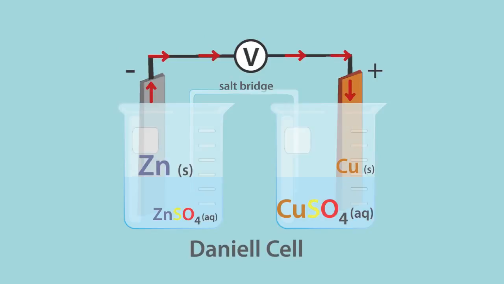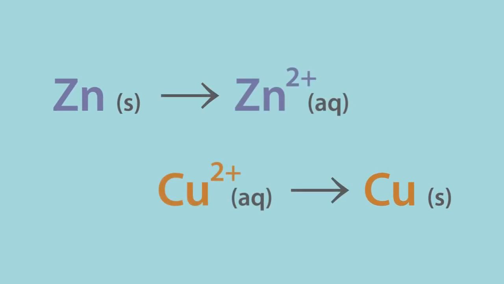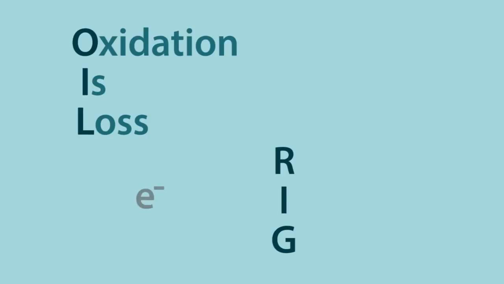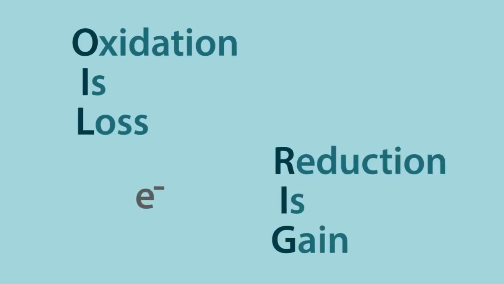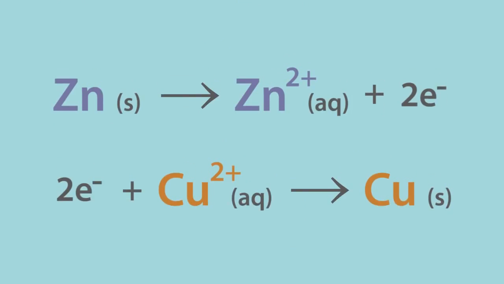If we want to look at just zinc or just copper and what happens to that metal, we can even write the reaction as a sum of two half equations, introducing free electrons which cancel if you add the equations together. According to OIL RIG, oxidation is loss of electrons, reduction is gain of electrons. Which species is reduced and which is oxidized? Pause the video for a moment to think.